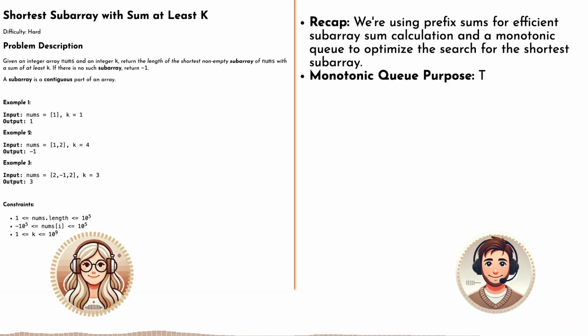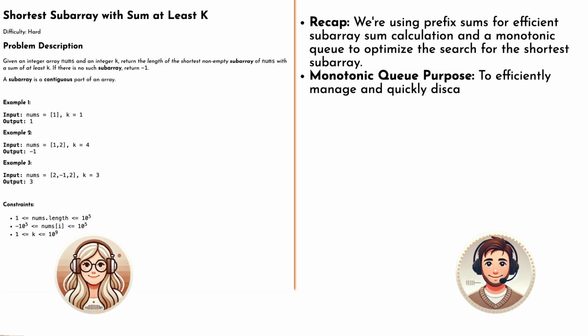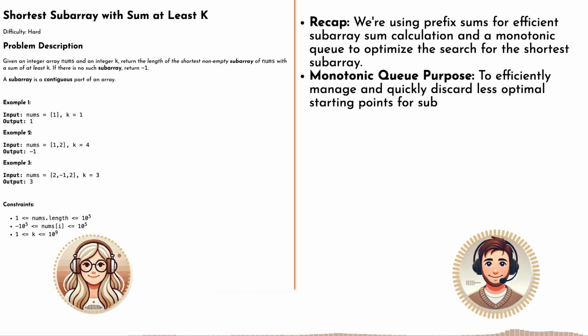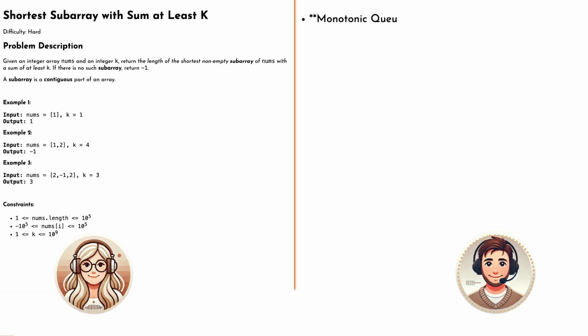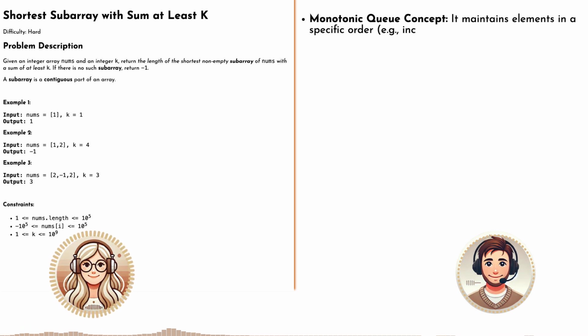So that's where the monotonic queue really shines. Imagine you're in a line, and anyone shorter than the person behind them politely steps aside. That's kind of how a monotonic queue works. It keeps things in order. In our case, increasing order of prefix sums.